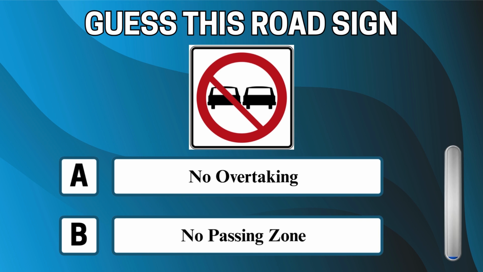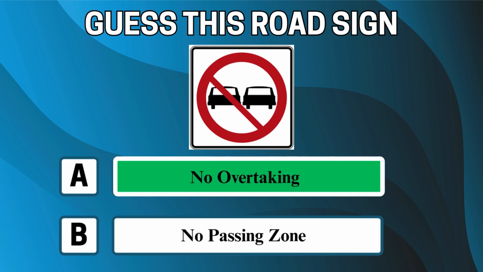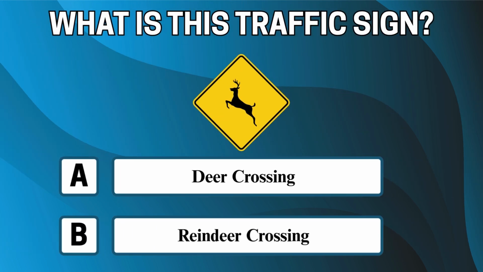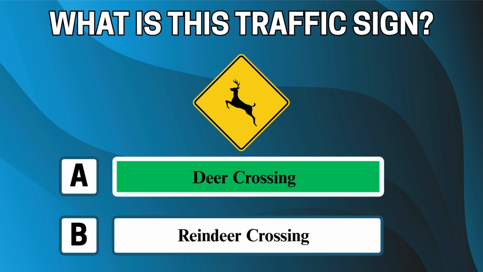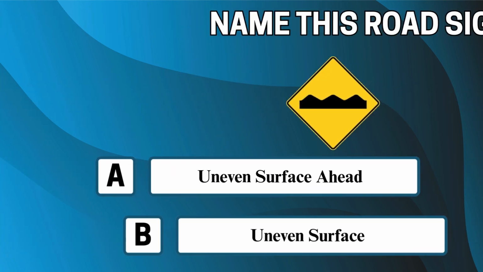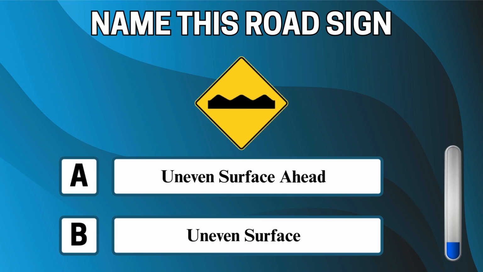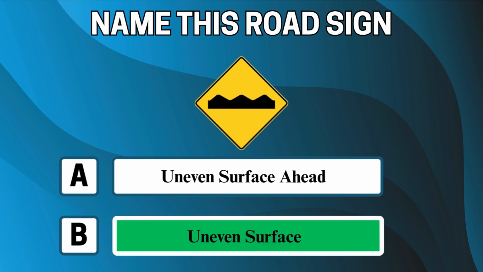Guess this road sign. Correct, that is the no overtaking sign. What is this traffic sign? That is right, it is the deer crossing sign. Name this road sign. Yes, it is the uneven surface sign.